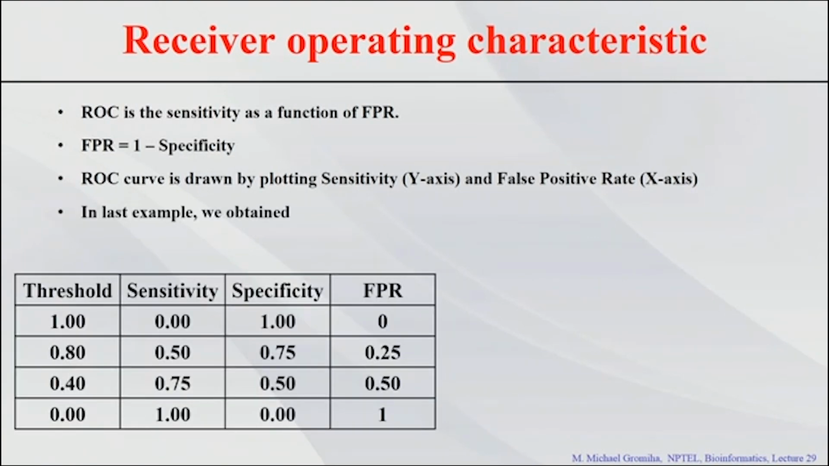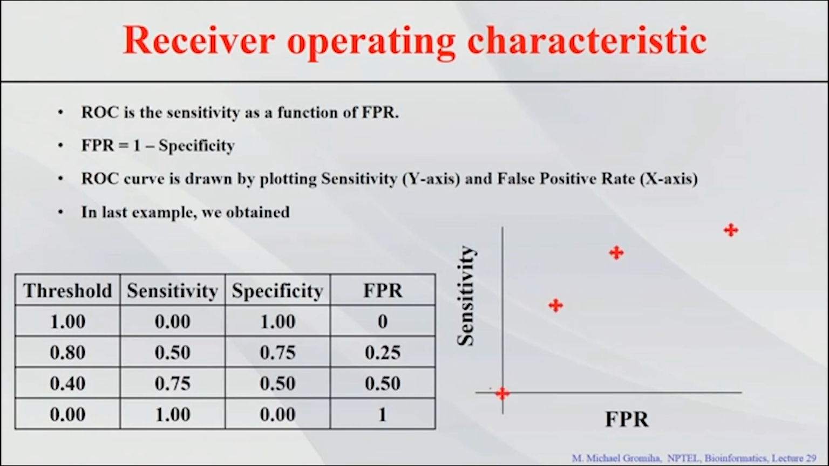So, now you can see this is the data I showed earlier, right, with the different thresholds you can get the sensitivity, specificity and false positive rate. So, where is the false positive rate and the sensitivity? What is the value for the first plot here, the first one? You can see here it is 0, 0 at this place, and the second one is 0.5, 0.25, and the third one is 0.75 and 0.5, and the last one is 1 and 1, right. You can get this curve.